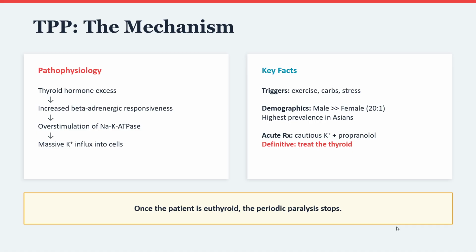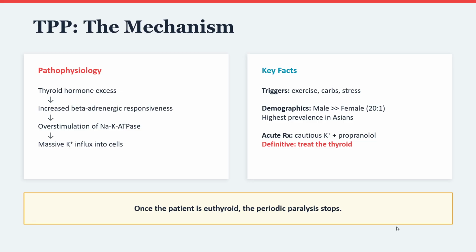So here's the physiology. Thyroid hormone excess increases the responsiveness of tissues to beta adrenergic stimulation. This overstimulates the sodium potassium ATPase, particularly on skeletal muscle membranes, driving potassium into cells. The triggers are things that further activate the sodium potassium ATPase or increase catecholamine drive. Exercise, which releases catecholamines, stress, and high carbohydrate meals, which trigger insulin release.